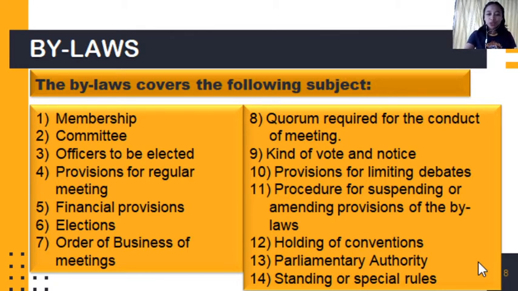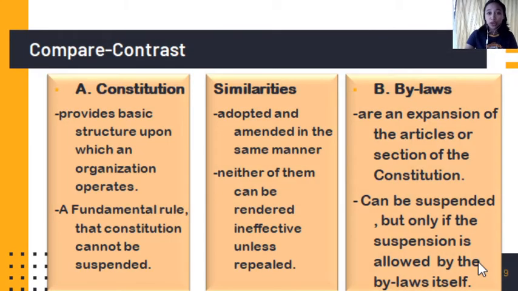Okay? So let's proceed to the compare and contrast. I did some compare and contrast for us to enlighten more the similarities and differences of Constitution and bylaws. So Constitution, I define it as provides basic structure upon which an organization operates. Bylaws, on the other hand, are an expansion of the articles or sections of the Constitution.